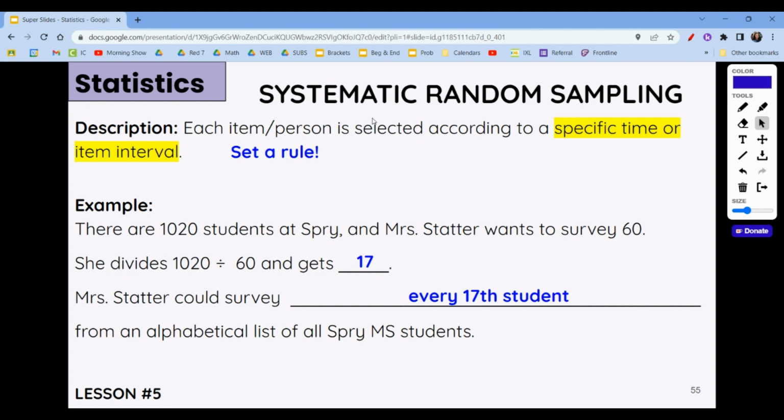So she got a list of all the students' names, and she chose every 17th student. She would comb through the entire population of Spry Middle School, so everyone would have an opportunity to be chosen, but every 17th person would be chosen until she got 60 students.